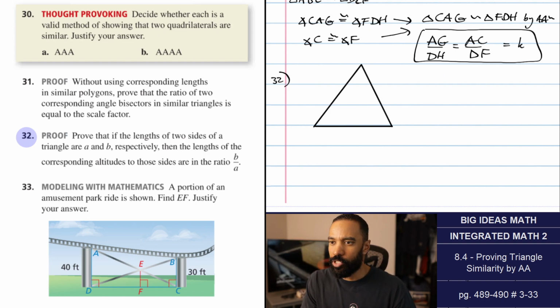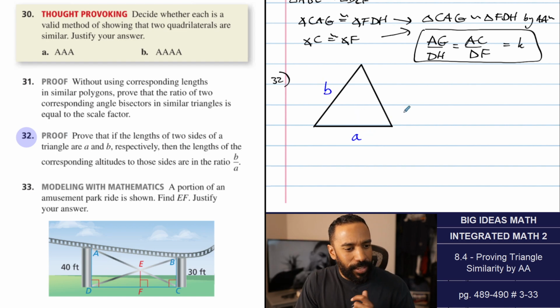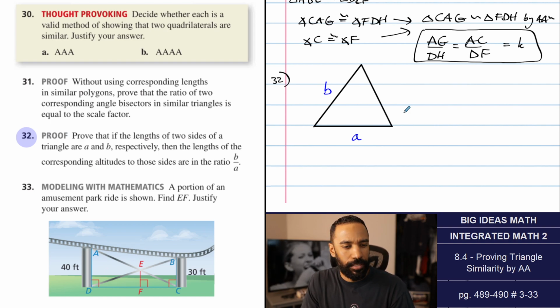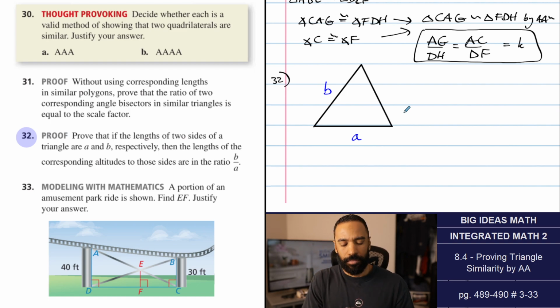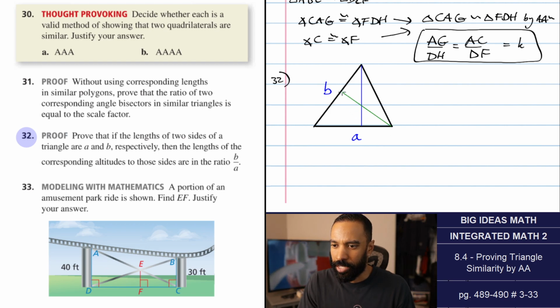The lengths of two sides of a triangle are A and B. Then the lengths of the corresponding altitudes to those sides are in the ratio B to A. So, because they're saying respectively, does that mean that if I do an altitude to A, this altitude to the other has a ratio of B to A, even though it goes to A? Let me look into what they're saying.